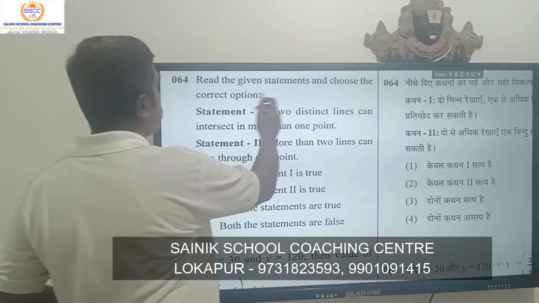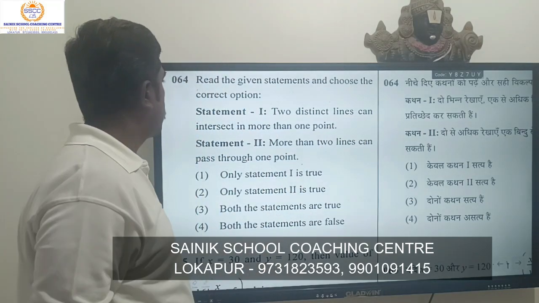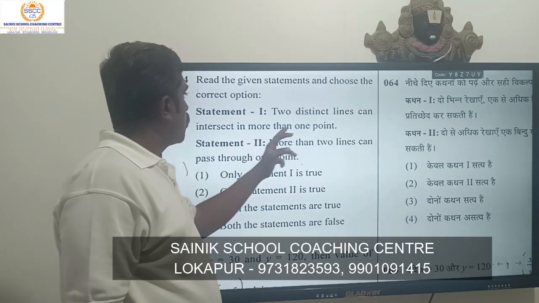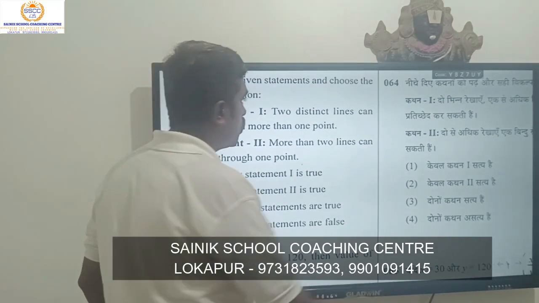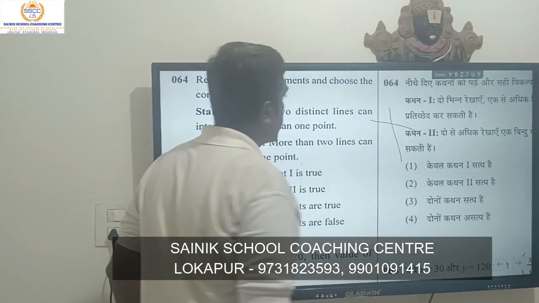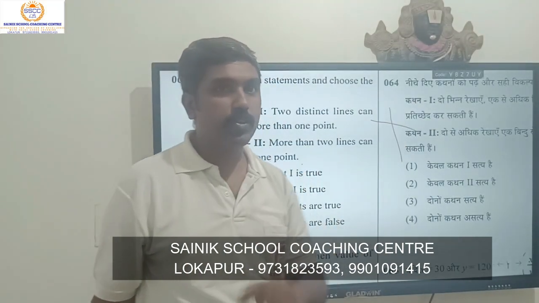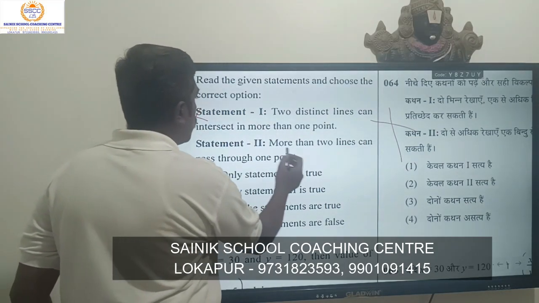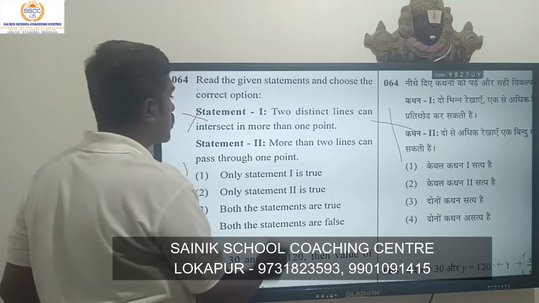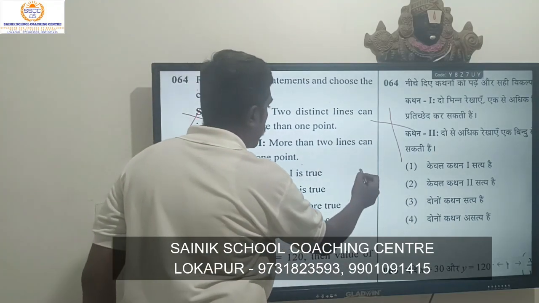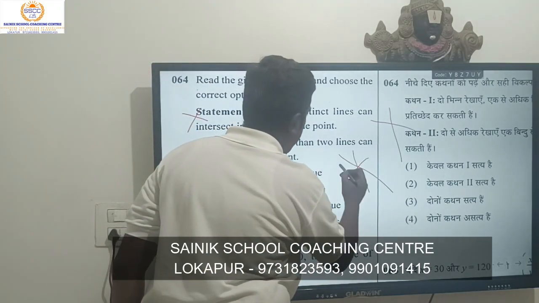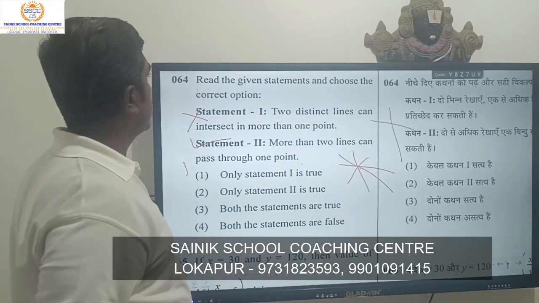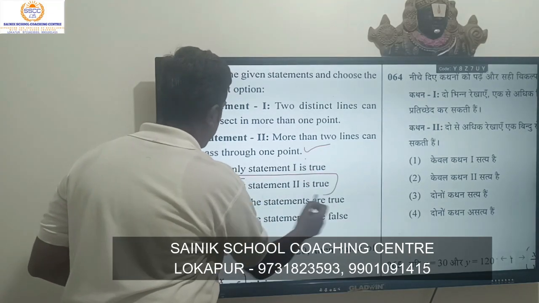Read the given statements and choose the correct option. Statement number 1: two distinct lines can intersect in more than one point. No, two distinct lines can intersect only at one point. This is wrong. More than two lines can pass through one point; from one point, n number of lines can be drawn. So statement 2 is right. So option 2 is right.